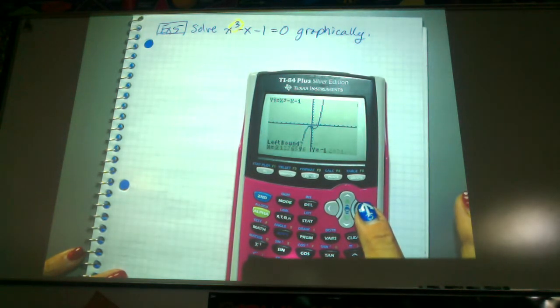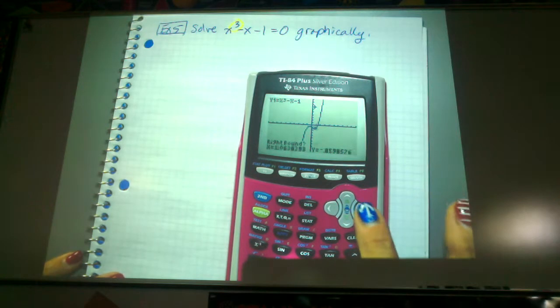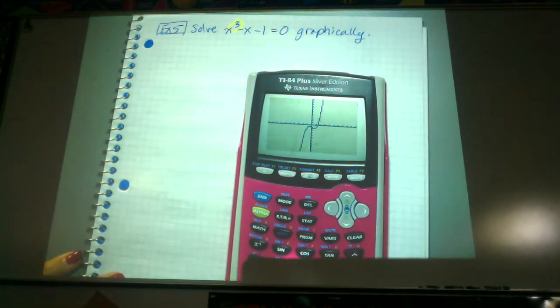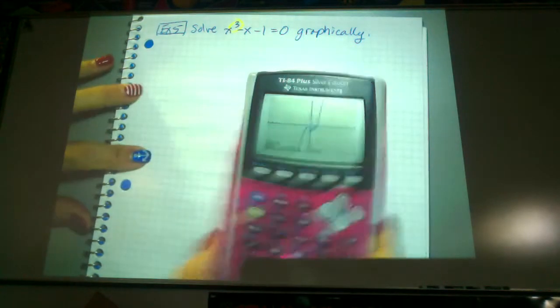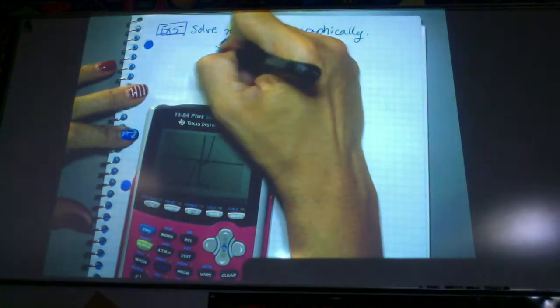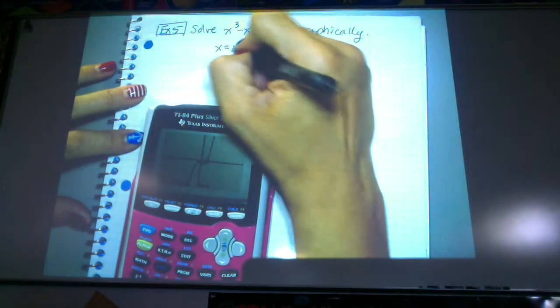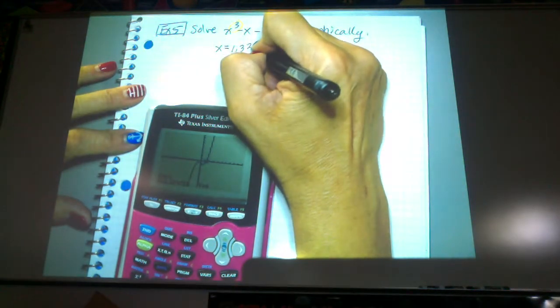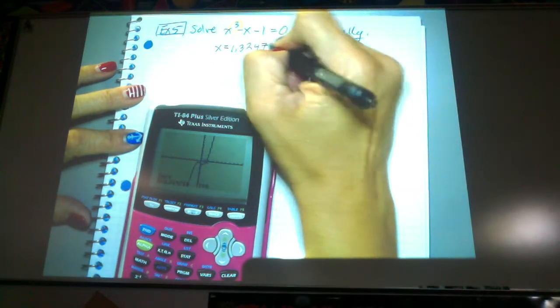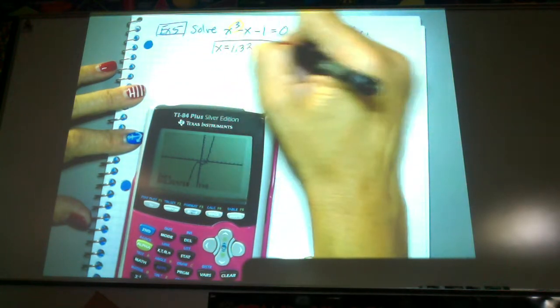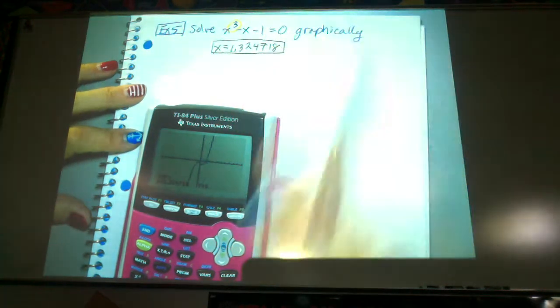So you want to get left down, which in this case is underneath. So I scroll till I get underneath, hit enter. Scroll till you get to the right above, hit enter, and enter again. And we get a value, and we're going to write down the exact value. X equals 1.324718. Probably an estimated decimal on the calculator's part.